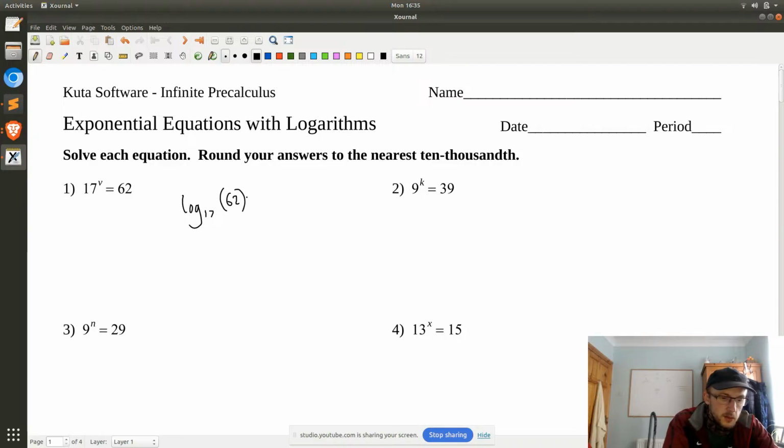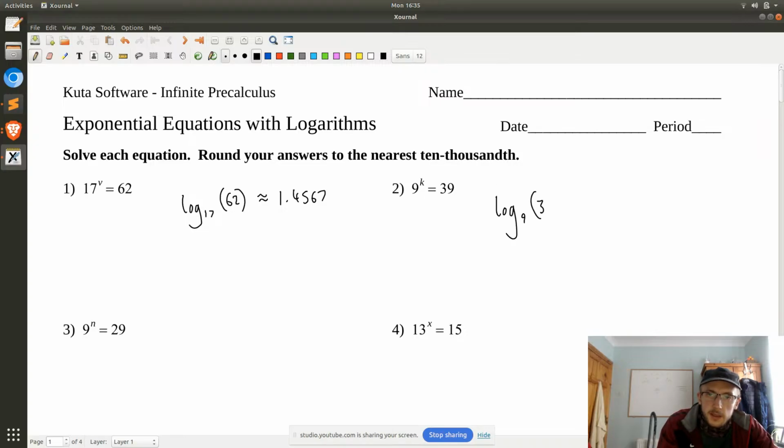And for that, I've got to do log 62 divided by log 17. So about 1, to the nearest 10,000th, that's 4 decimal places, so 1.4567. We'll check. Okay, that's valid. All right.